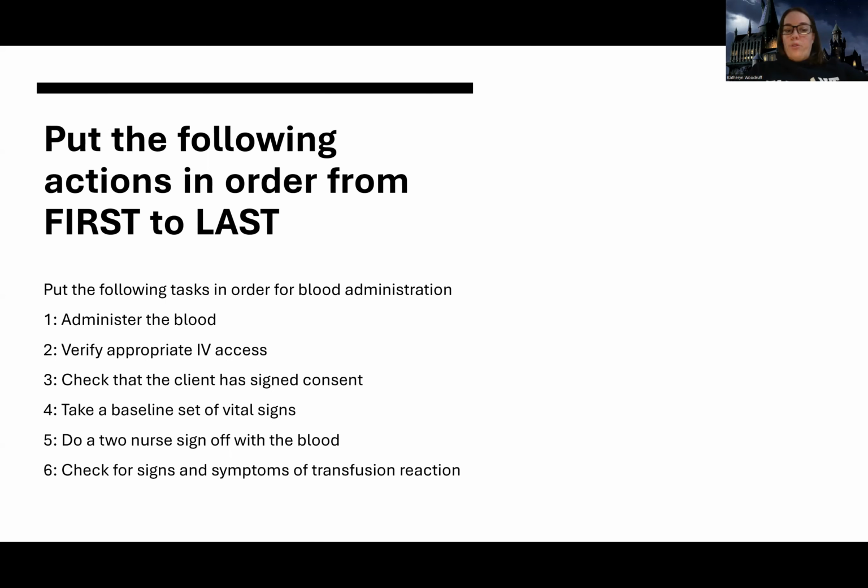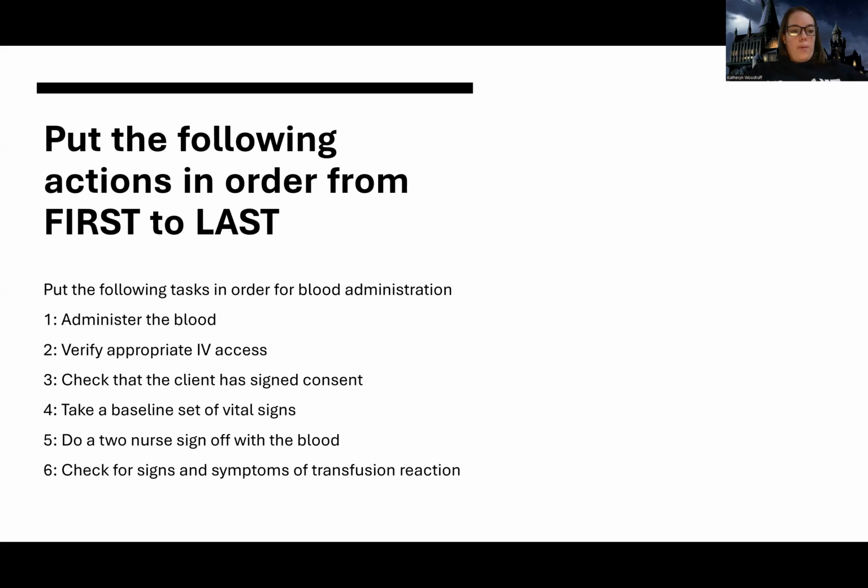Then I want to make sure that I have all the tools and supplies that I need. So appropriate IV access would probably be the best next action. That's 3, 2, and then I would probably get a baseline set of vital signs. That's going to be number 4. Then I need to do a 2-nurse sign off with the blood. That's number 5. So we're at 3, 2, 4, 5. Then I'm going to administer the blood, which is 1. And then last but not least, I'm going to check for signs and symptoms of a transfusion reaction.